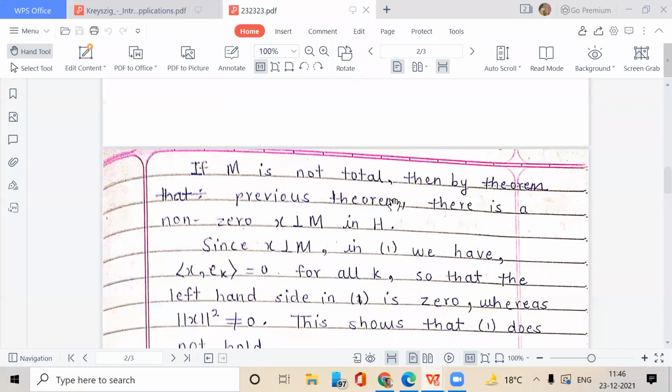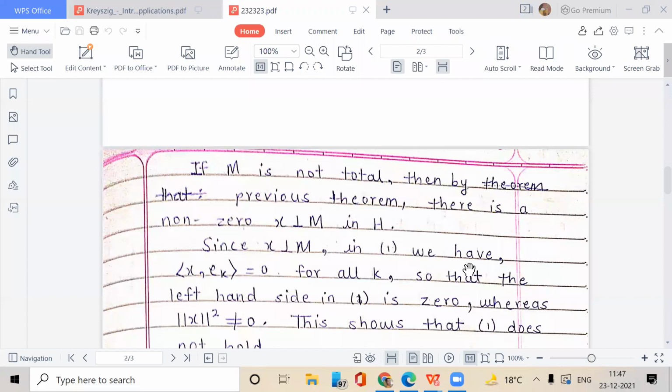If M is not total, then by previous theorem, yesterday's theorem. If M is not total, then by previous theorem. Did you write theorem numbers? I told you yesterday to note the numbers.